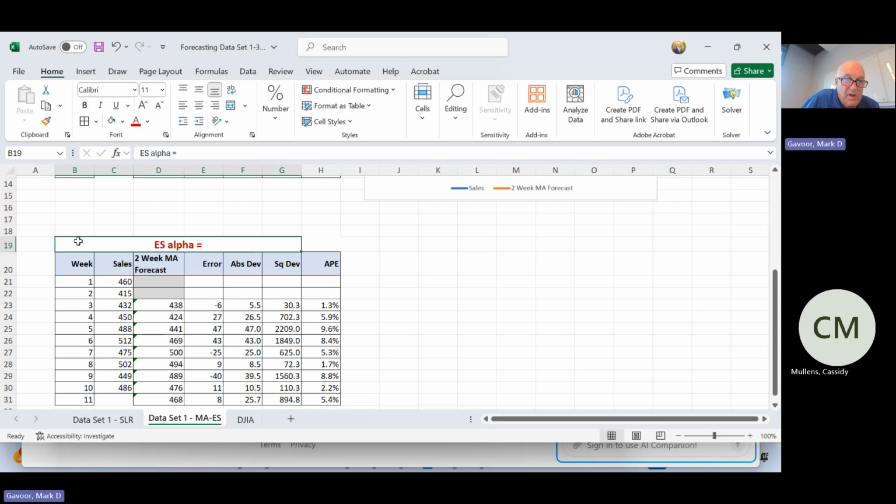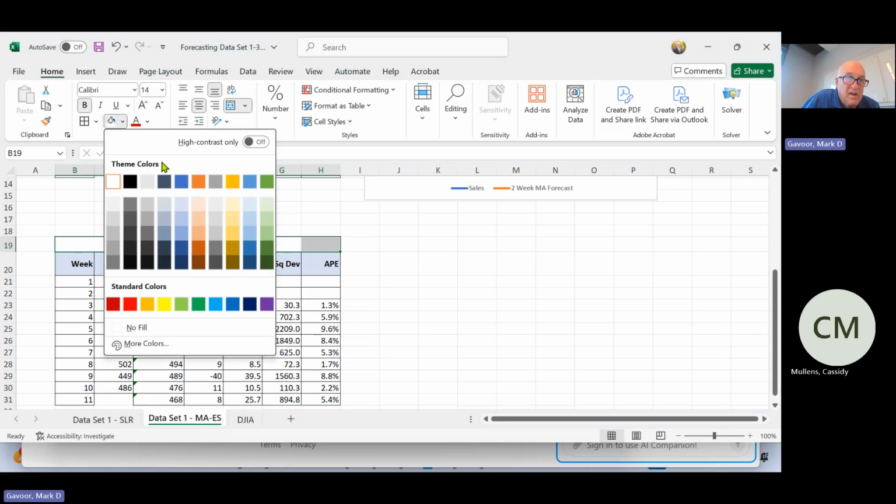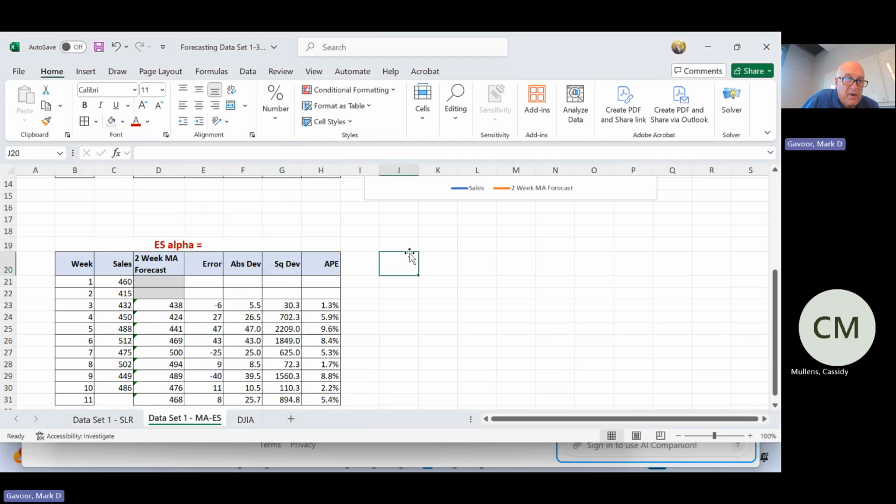Oh, I know it's wrong. I made it white cells or something. I made the color white. No fill. Okay, that's better. What do I want to make my alpha? Let's say I want to make it 0.3. Okay. I have the alpha there.